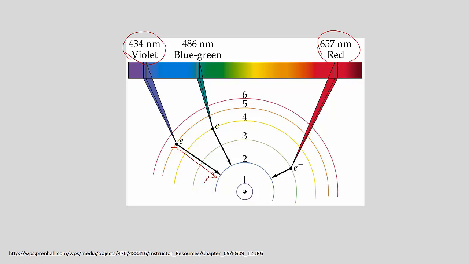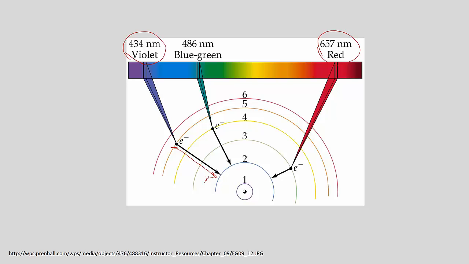So as each atom's electron at different energy levels jumps from one energy level to the other, it emits or absorbs particular amounts of energy. And the amount of energy that it emits or absorbs is going to be directly related to the colors that are emitted or absorbed by the atom. And that's what we can see in a spectroscope.